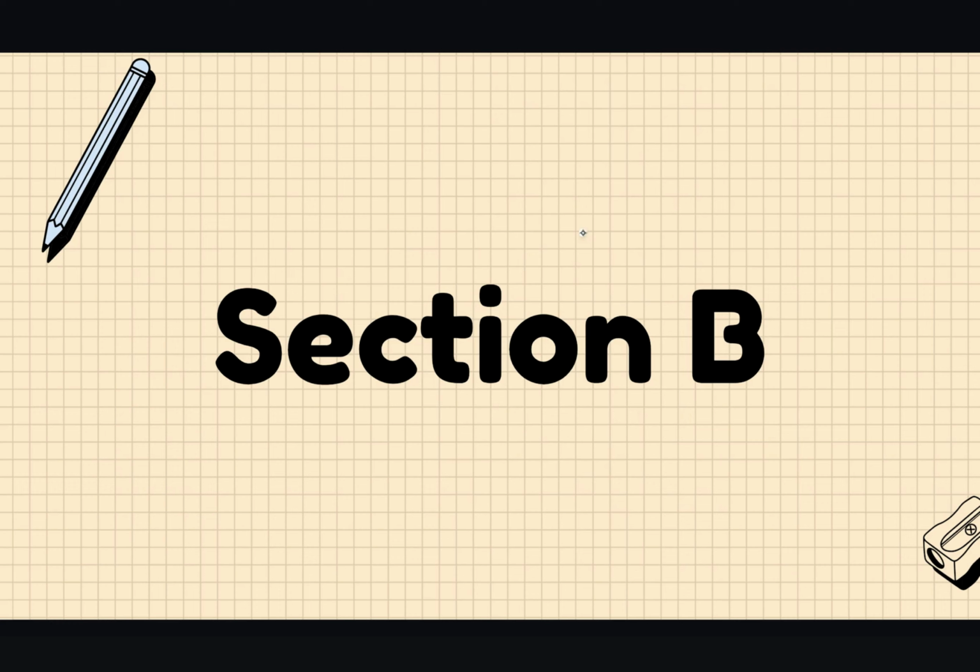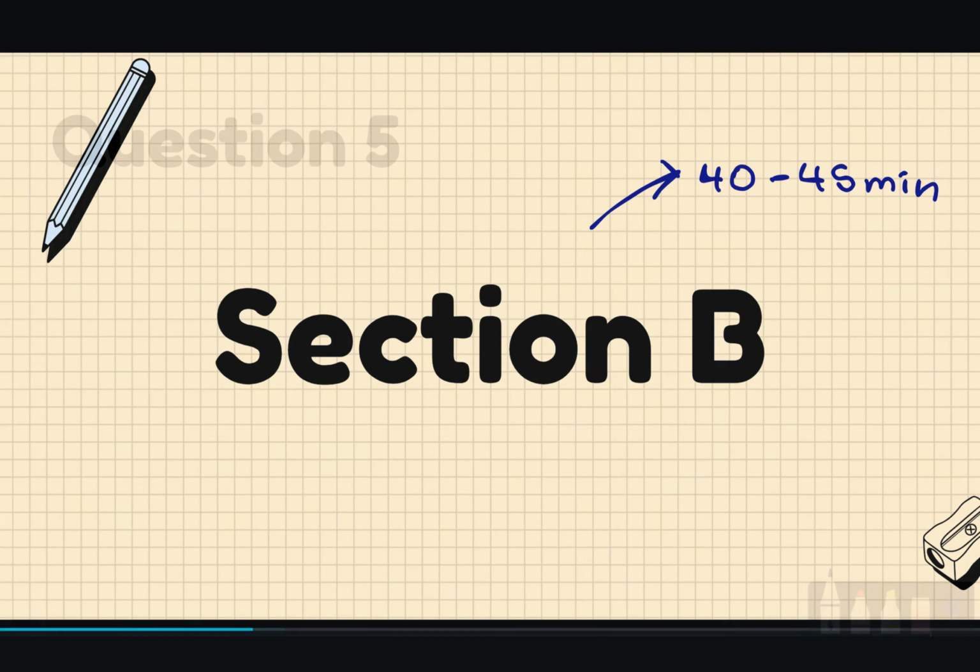So essentially, after you've done all of that, you would have, give or take, 40 to 45 minutes to complete section B. So you're aiming to spend around 1 hour on section A, and 40 to 45 minutes on section B. Remember, section B is just one question, and that question is question 5. You need to make sure that's good, because question 5 is worth 40 marks. So let's go through it.